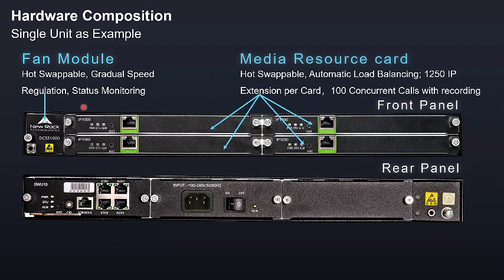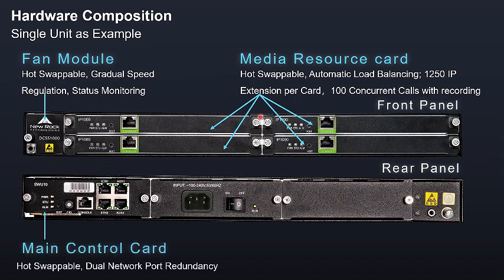And in this part here is the media resource card. It's also fully hot swappable with automatic load balancing. And of course, the extensions per card support 1,250 and the maximum concurrent calls with recording is 100.